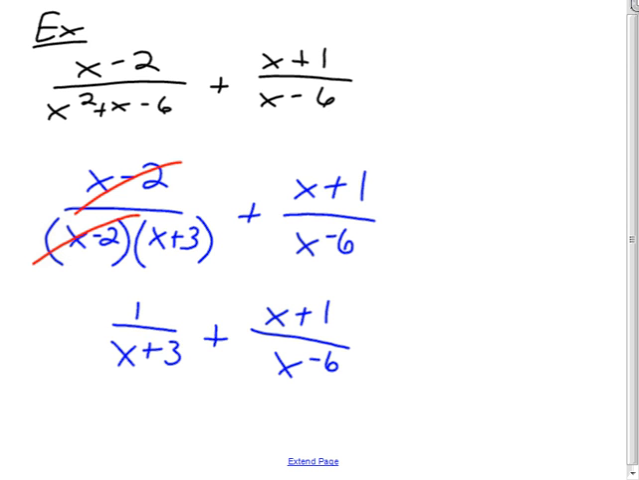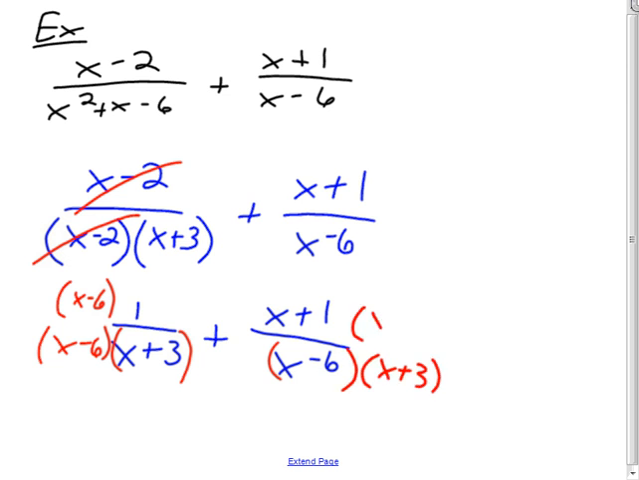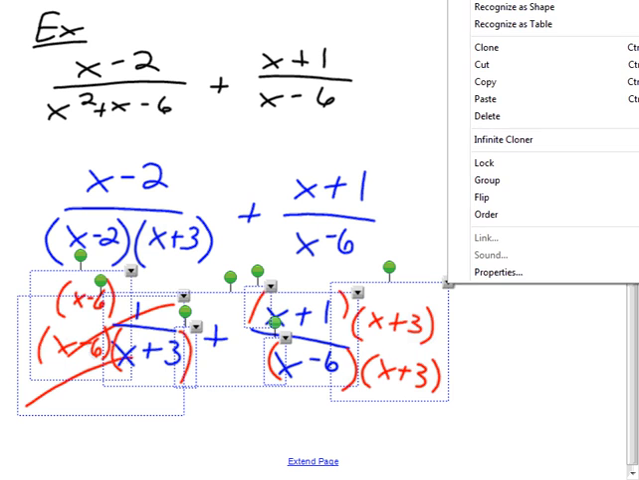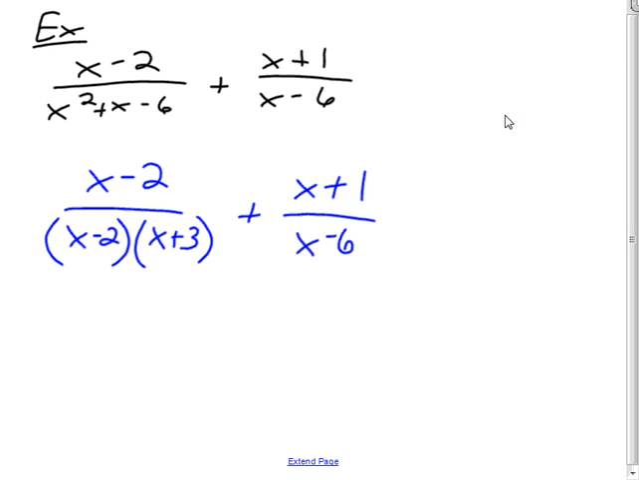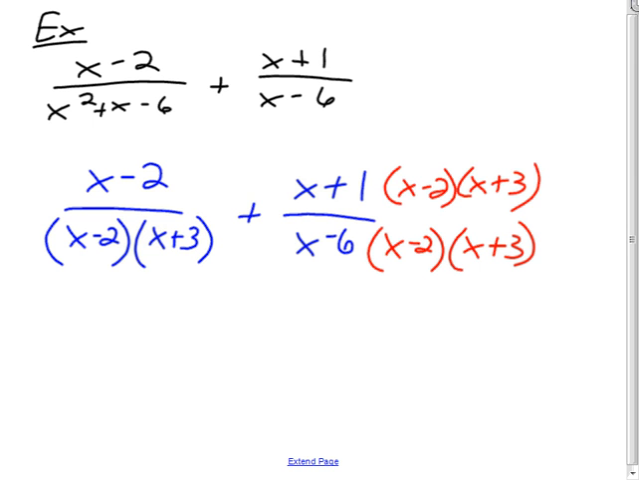Now when I keep going, I can get my common denominator. This side is missing an x minus 6. This side is missing an x plus 3. I've got common denominators, and I go from there. If I wouldn't have done this canceling, then in the first problem I would have had to multiply this side by x minus 2, x plus 3, and then this would get an x minus 6.